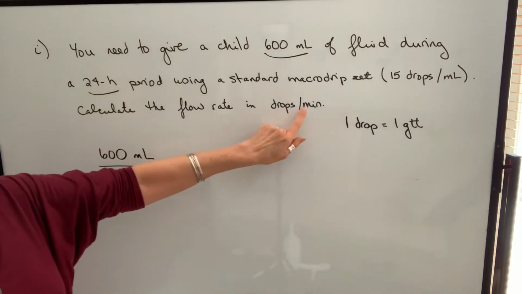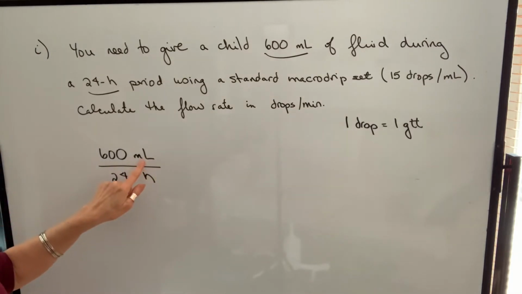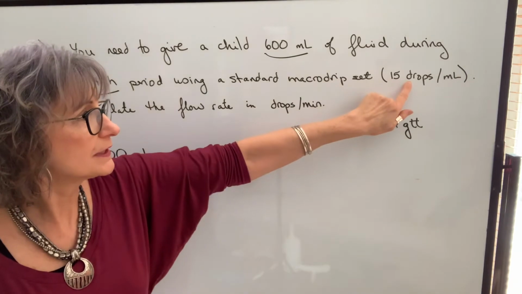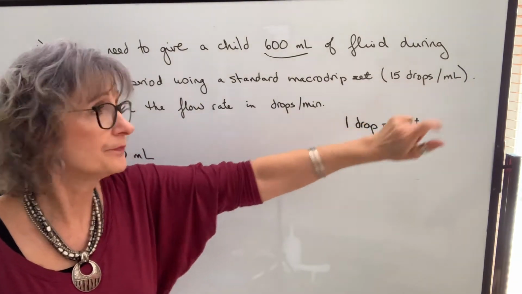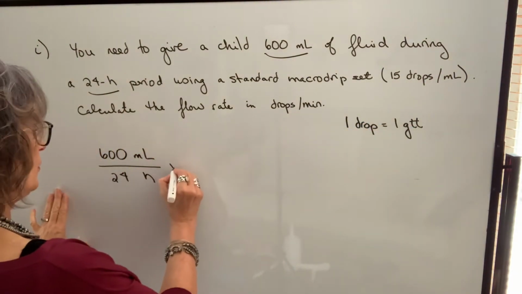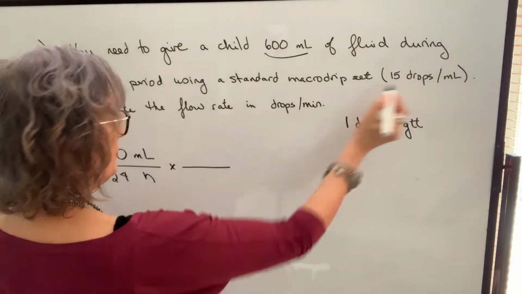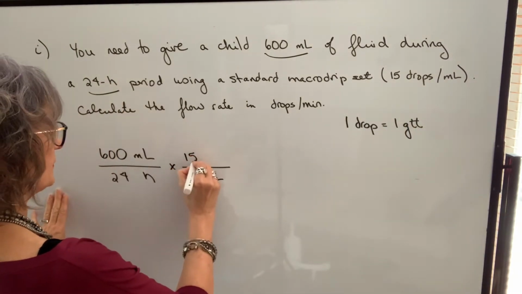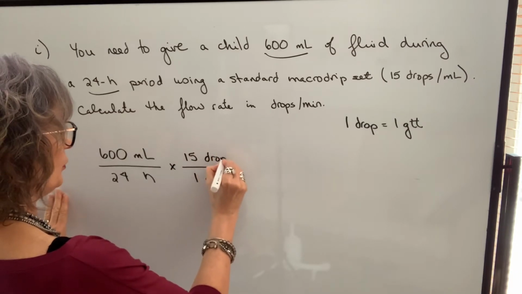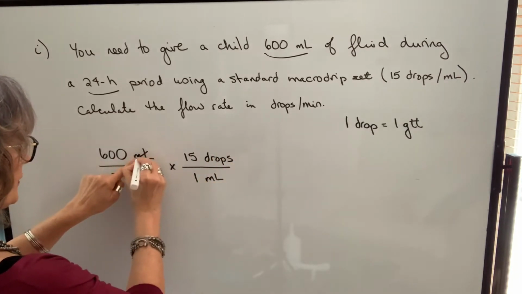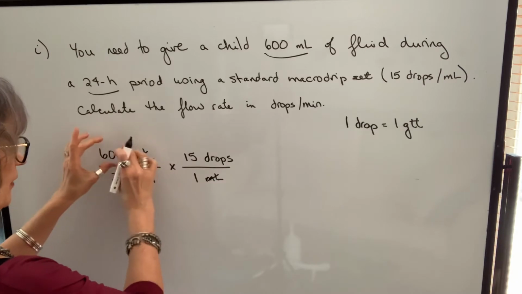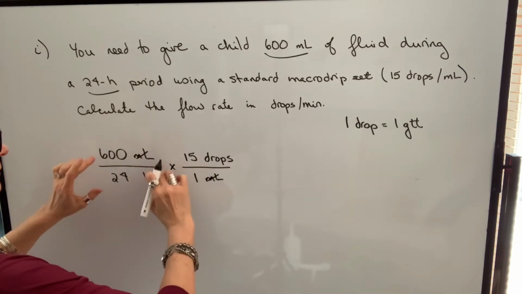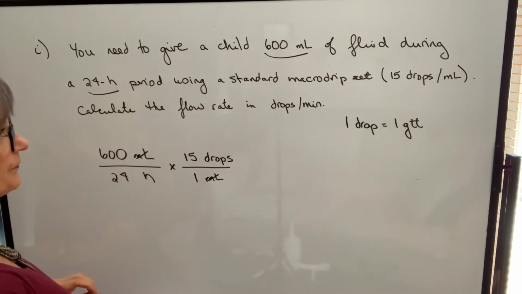We want drops per minute, so we need to change milliliters to drops. We will use the IV set size for that. We know that 1 milliliter is equivalent to 15 drops. So I will put milliliters in the denominator so that it will cancel. And then my volume is now in drops per 24 hours rather than milliliters per 24 hours.